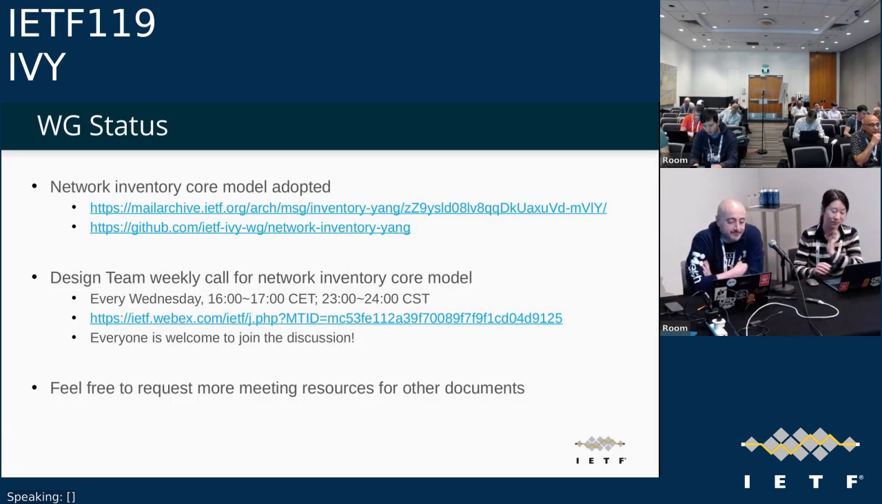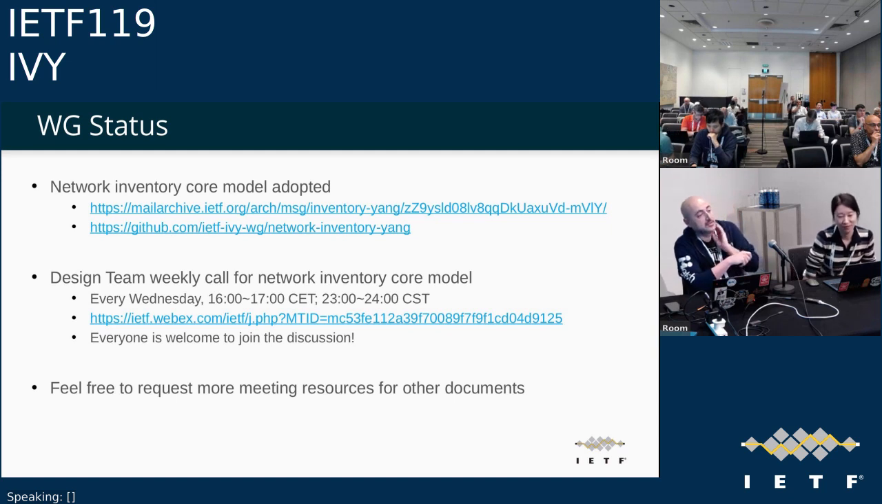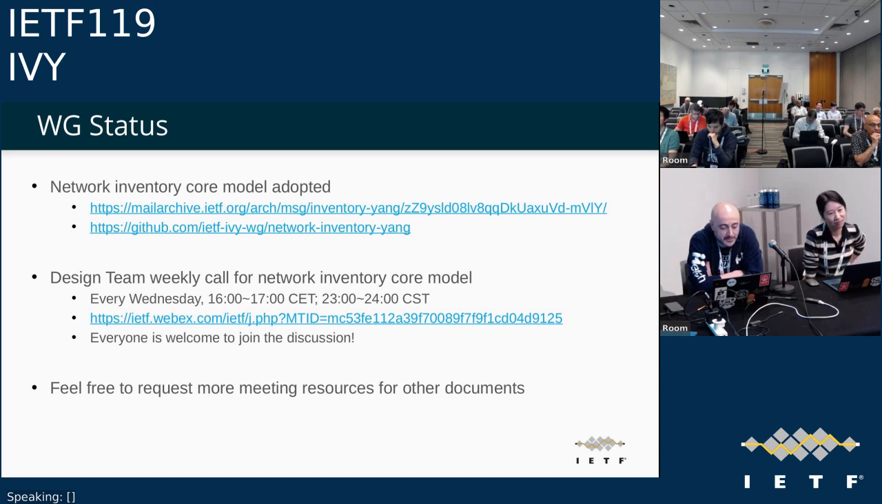Briefly, the working group status update. Since the last meeting, we have our first working group document. The core model was adopted. There was pretty good support. Most of the working group was happy with the work done so far.